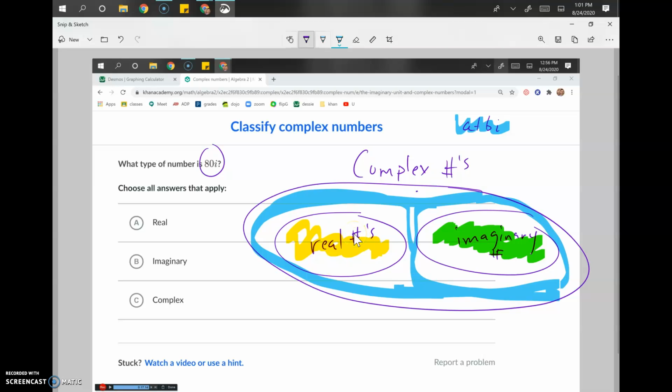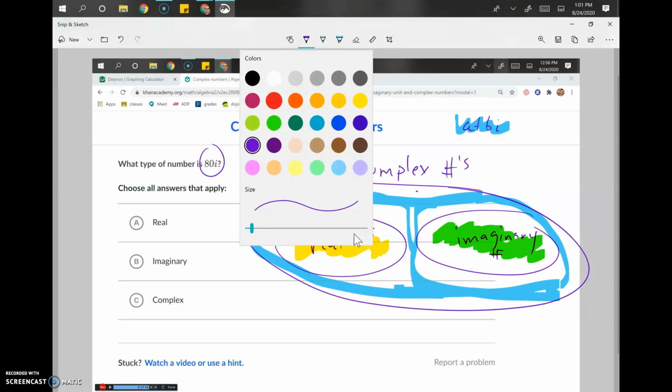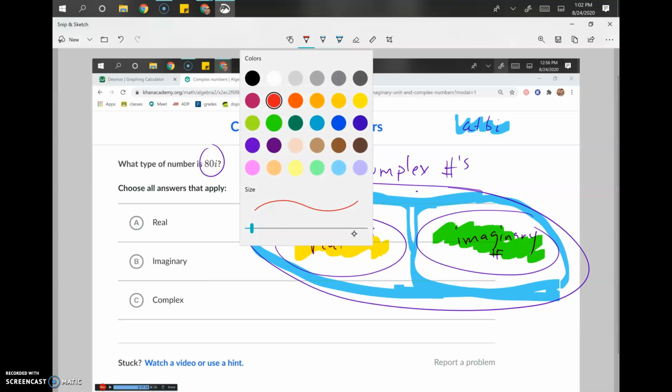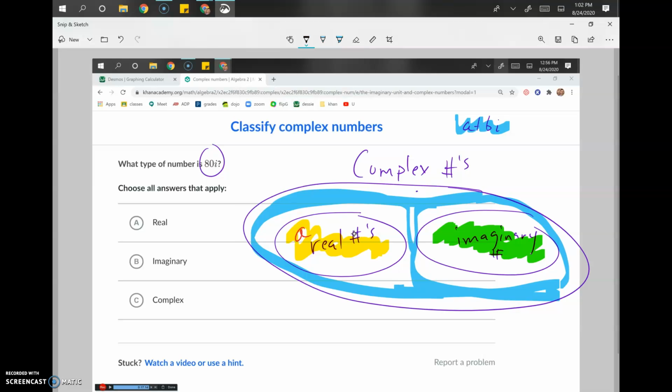Anytime we see an a, just a number, we know that it's real, and we know that it's complex. Anytime we see a b, we know that it's real, and it's complex. Anytime we see a and bi, we know that it's just complex. Cool? So, our number right here, 80i.